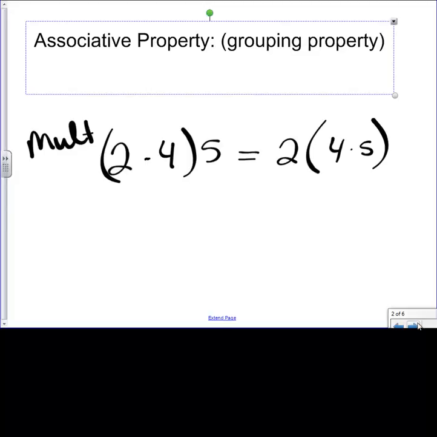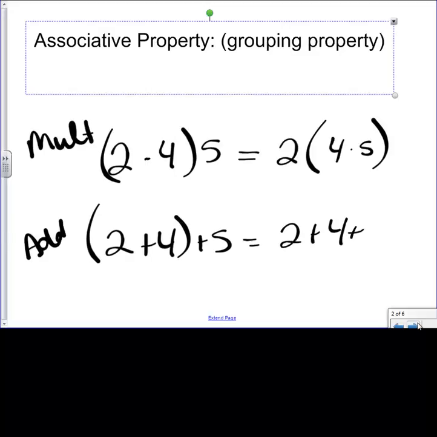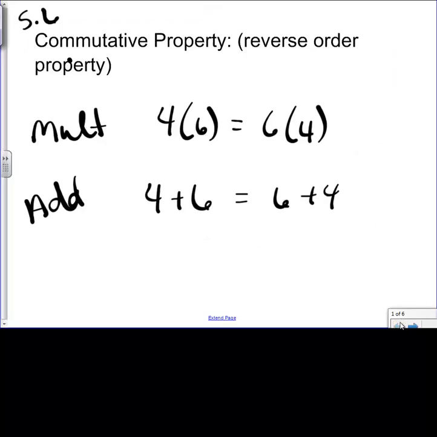So this is grouping. The 2, 4, and 5 are in the same order. This is not reordering them like the commutative property is, but it's just regrouping them by putting parentheses around different portions of it. There's also an addition example, and that addition example would be 2 plus (4 plus 5), where the parentheses are around the 4 and the 5, which is the same thing as (2 plus 4) plus 5, where 2 and 4 get added first. So it's just the grouping parentheses for the associative property. Remember, commutative means change the order.